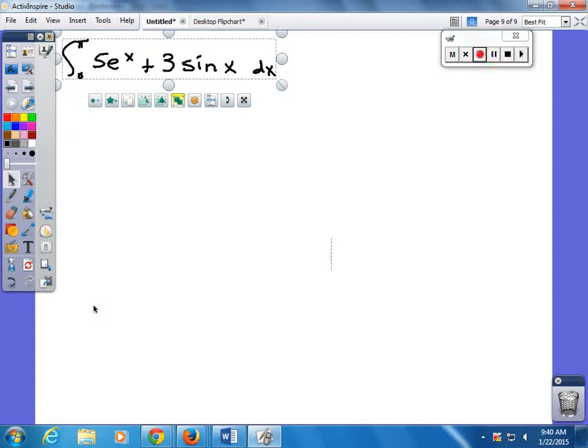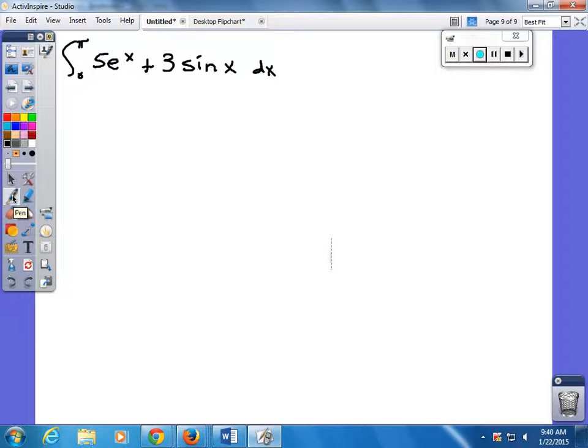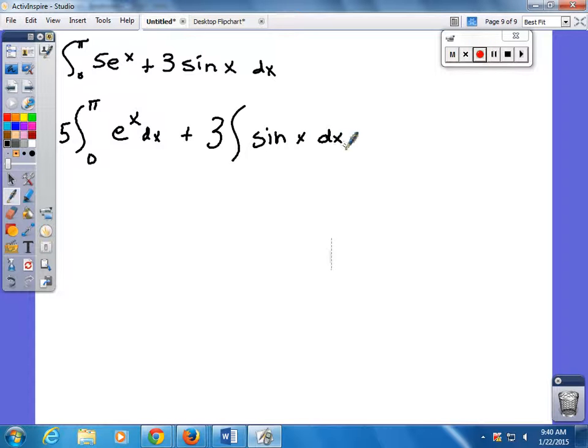So if you ever get confused in calculus or any kind of math, if you go out to the real world, get confused, what do you do? You break the problem down to its what? Parts, to its base. So antiderivative, 5 out front, 0 to pi of e to the x dx plus 3 antiderivative of the sine of x dx. Well, we just said that the antiderivative of e to the x is what? So that's going to be 5 e to the x.